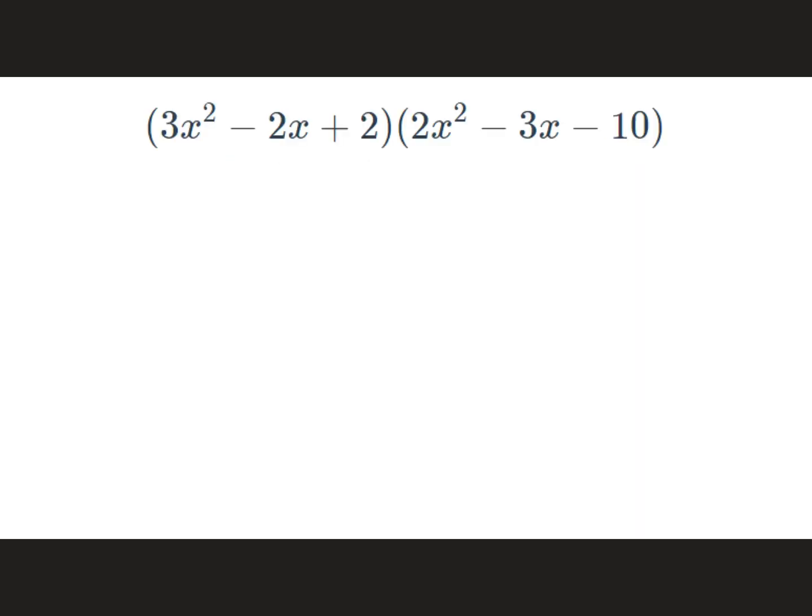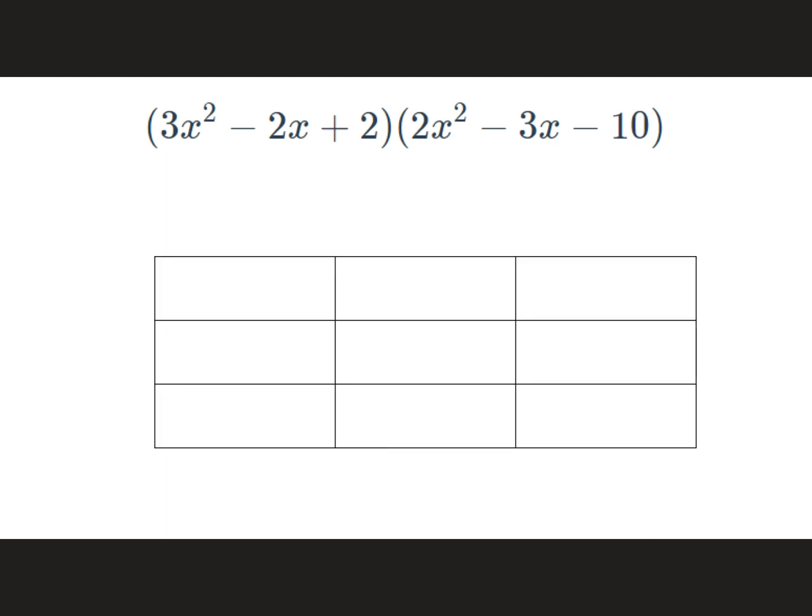All right, one more example, and this time we're going to use the box. Since I have 3 terms by 3 terms, my box is going to be a 3 by 3 box. Labeling it, it doesn't matter which trinomial you put where. I could have put the second trinomial on top and the first one down the side. It really doesn't matter. All right, here we go.